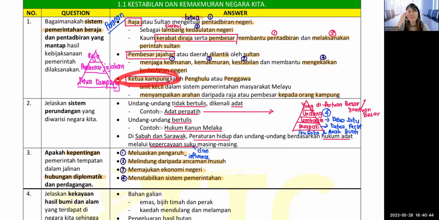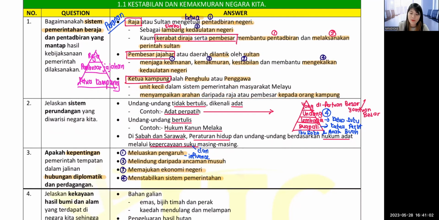Ketua kampung is not very important. Ketua kampung usually is objective. They are also known as penghulu, penggawa, all right? They are the smallest unit in the government system. And they are to convey the order from the leaders to the villagers.